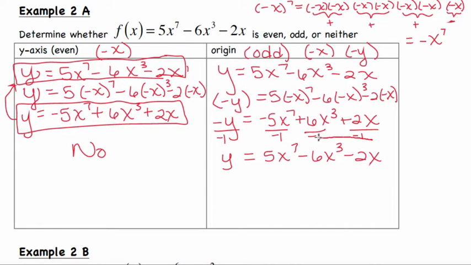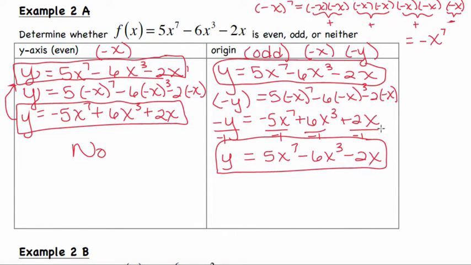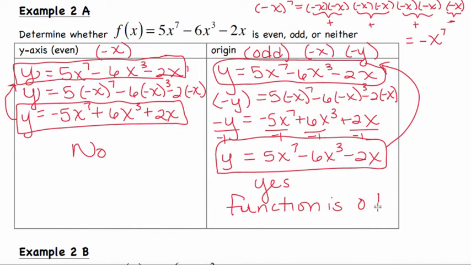And now we're ready to compare. I look at my original and compare it to the new one, all cleaned up, and I see that I have a perfect match. So the answer is that yes, our function is odd. You can just write yes or no. You don't have to write it out the long way and say yes, your function is odd. A yes will do.